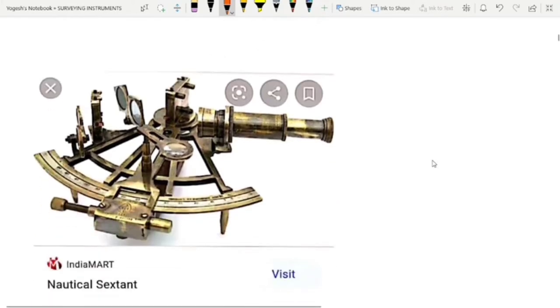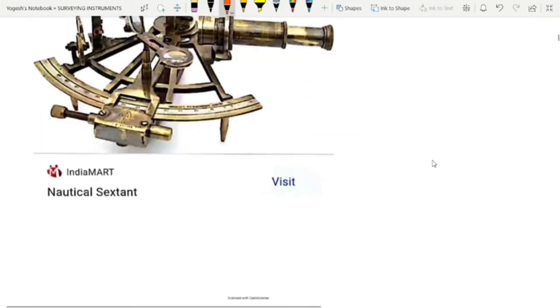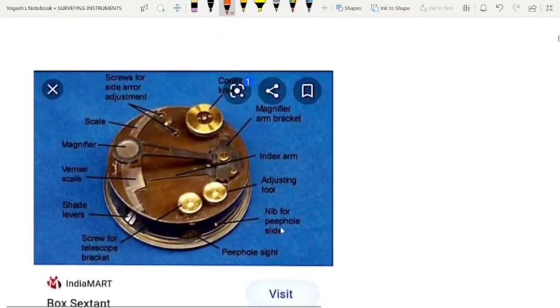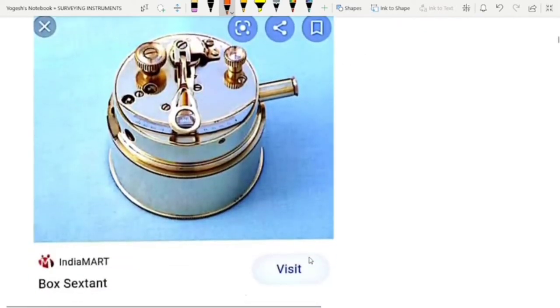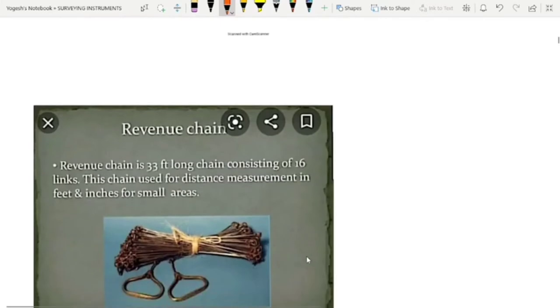This is also a sounding sextant made from wood, or you can say it is also a nautical sextant. This is a box sextant. This box is of 75 centimeter diameter. A box sextant is basically an instrument for angle measurement. So my dear students, this is also a box sextant. As I have told you earlier, the main aim of this particular video is just to show the different instruments and nothing more.